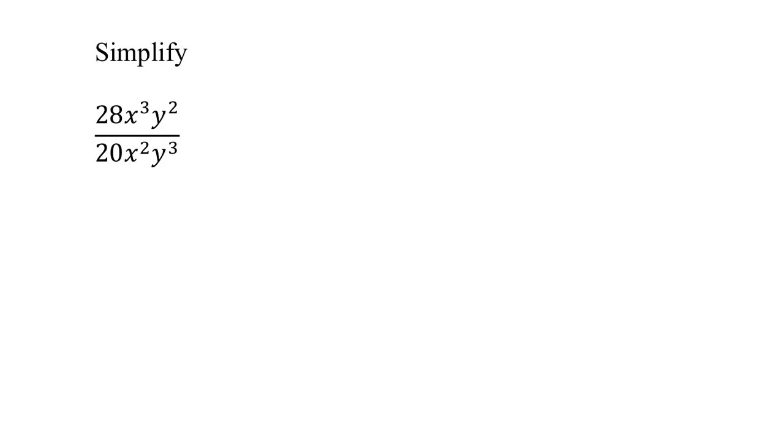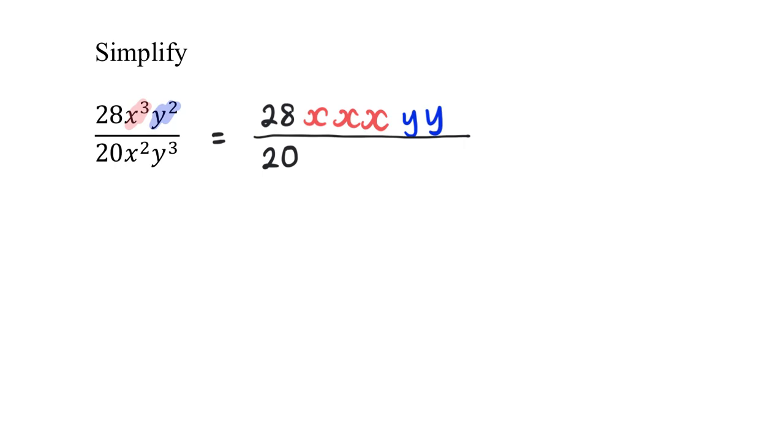And this is what Mr. Tan will do. I would list out so that it's easier. X power 3. So you will see me writing x power 3 as x times x times x. Y power 2, you will see Mr. Tan writing as y times y, over 20. Below will be x power 2, so it's x times x. Y power 3, so it's y times y times y.